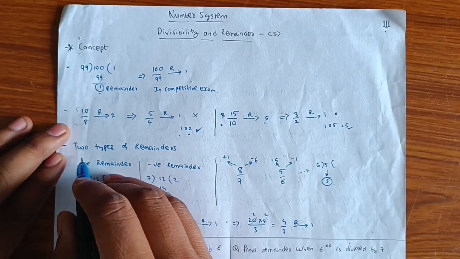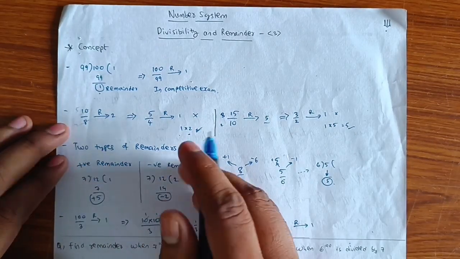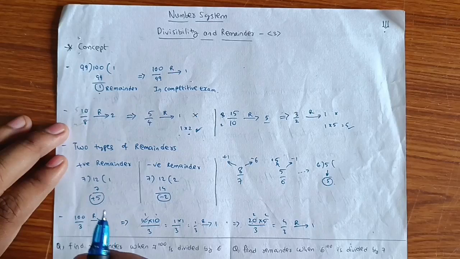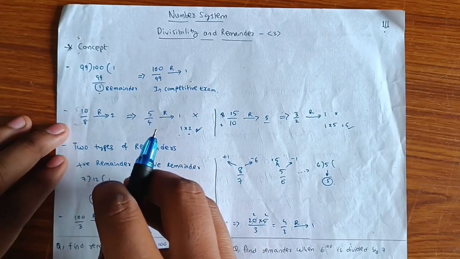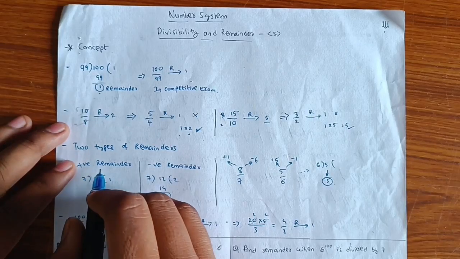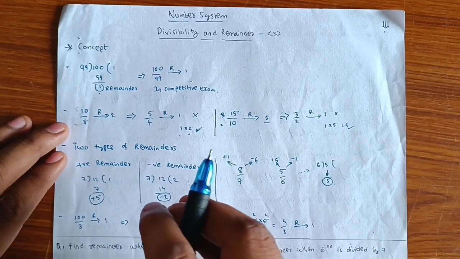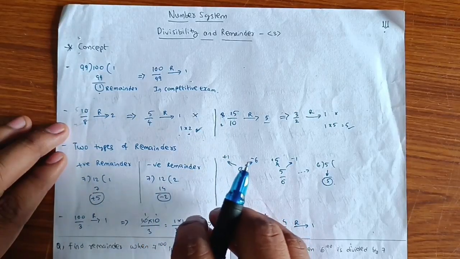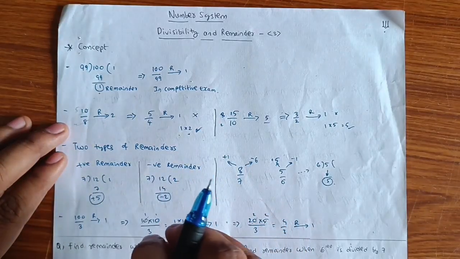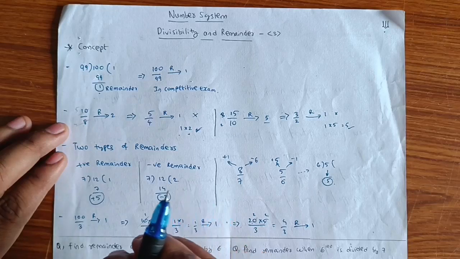The next concept is that we have two types of remainders. Generally most people know only one type of remainder, the positive remainder. There are also negative remainders, because if you use negative remainders in solving problems, you will get the answer very quickly. I will show you now.